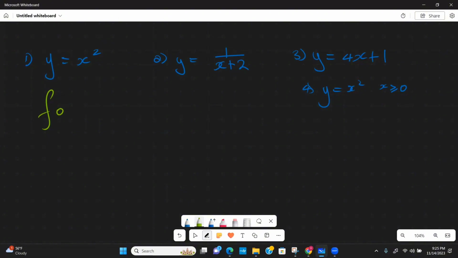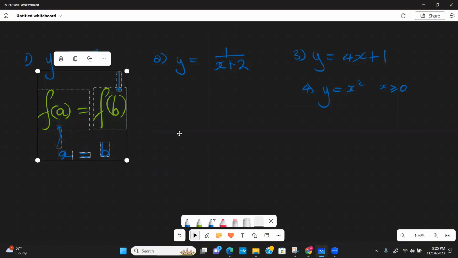We can use f of a and show that f of a is going to equal f of b. Basically, we're going to take two variables, a and b, and substitute them in any one of these functions, equate them, and work it out. As long as we work it out and, at the end, we're able to see that a is equal to b, go. All right, let us go.